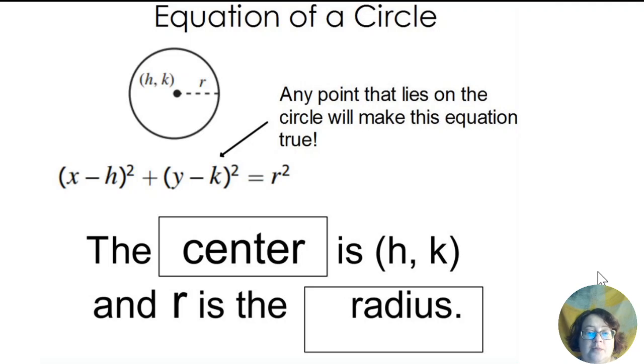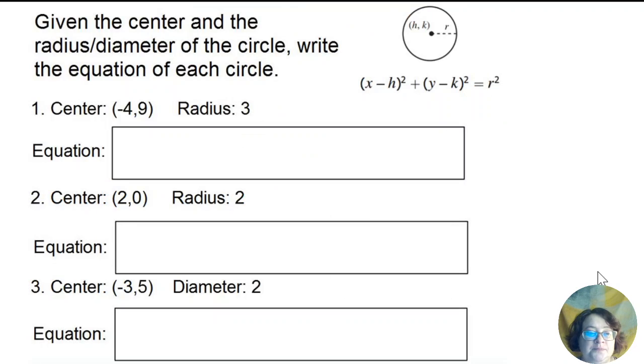So let's practice a little bit with this. Given the center and the radius or diameter of the circle, we're going to write the equation of each circle. So here we have our center, (-4, 9), and our radius is 3. So I'm going to start out by writing my equation, but I'm going to leave big blanks right here. So I know I have x, I'm going to flip, then I have squared, plus y, leave a space, we're going to flip that y value, squared, equals r squared.